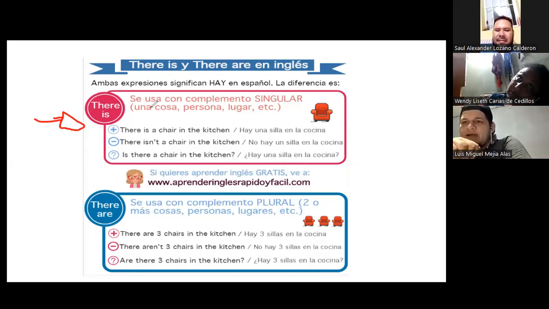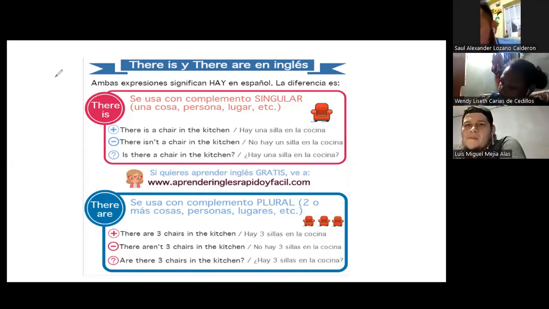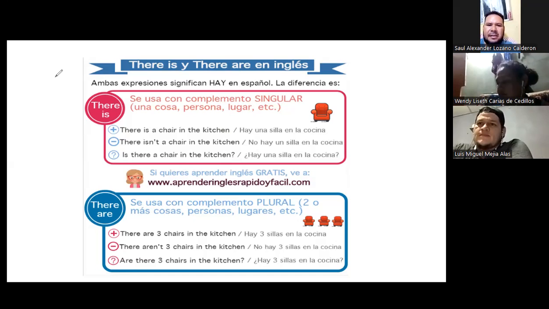Como pregunta, ¿hay una silla en la cocina? Excelente, Miguel. Solo eso. Yes, thank you, Michael. That's okay. Como podemos ver, estamos usando el there is. Ambas expresiones, tanto el there is como el there are, significan hay para objetos, para posesión, para cosas. Entonces se usa como complementos, como para, yo digo en inglés, hey, hay un sofá.